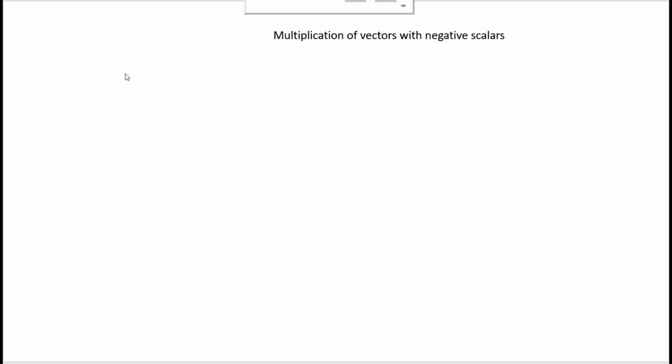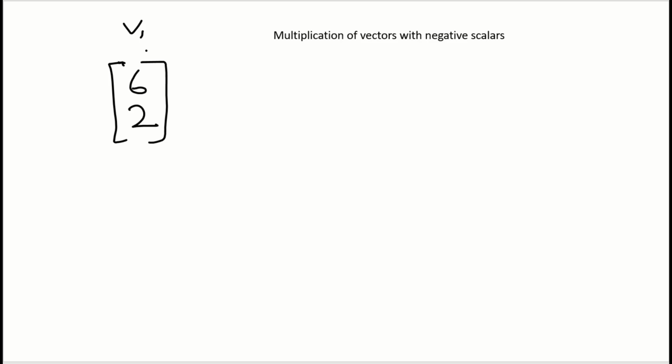So let's assume we have this vector here, and let's assume we have a 2 by 1 vector only as of now, 6 and 2. Let's name it v1. And then we have a scalar s1 which is minus 5, and we have to multiply it.